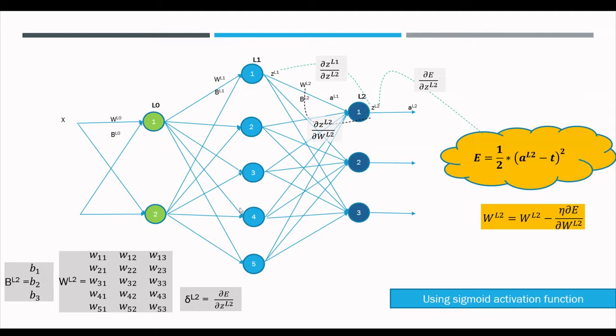So in this case, I have a three layered network. The first layer has two neurons and their weights and bias matrices. And then you have the second layer, which is called L1, and it has five neurons and its weight matrix and the bias matrix. And then finally the output layer, which is L2, and this has just three neurons and its weight and bias matrix.